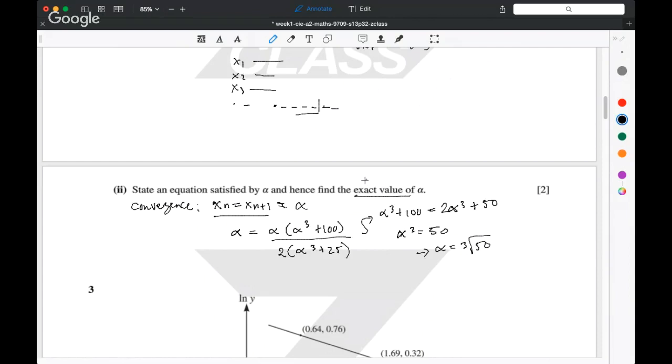So exact means no trailing decimals. You keep it in the form of surds, or as it may happen, logs, or whatever it is. You don't put the actual decimal value that you get out.